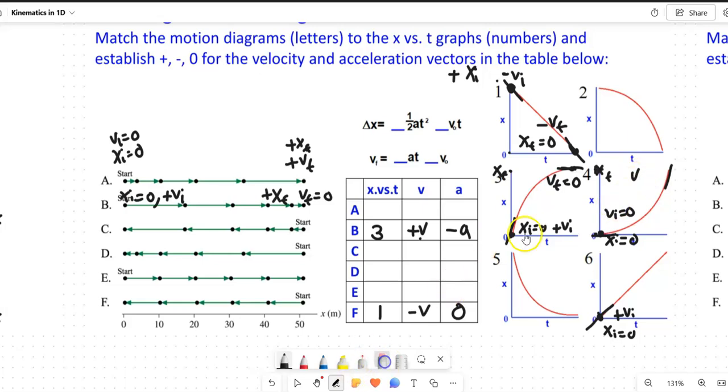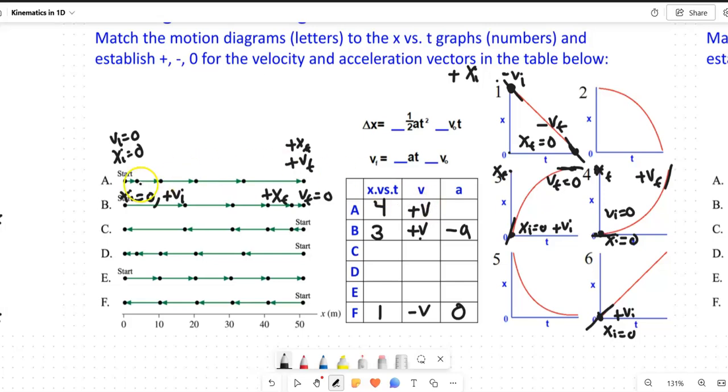I wonder why it's taking a little while. Let's try this. So this slope is positive. So it looks like A is matched to 4. All those velocity vectors are pointed to the right.